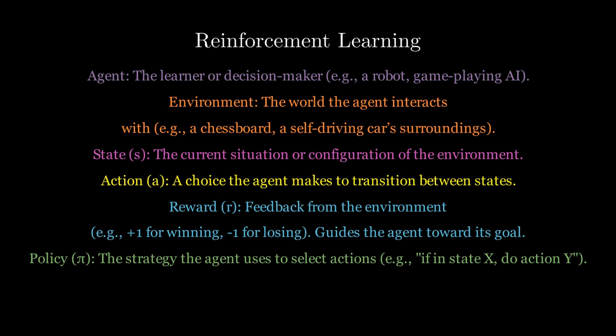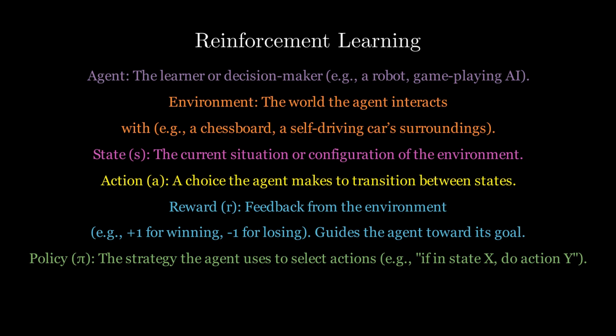Now, let's go to reinforcement learning. In reinforcement learning, there are key features that make it different from every other learning type. It has an agent, which is the learner or decision maker; the environment, the world that the agent interacts with, for example a chessboard or a self-driving car, basically its surroundings; and the state, which is the current situation or configuration of the environment. The action is a choice that the agent makes to transition between states, and then the reward.